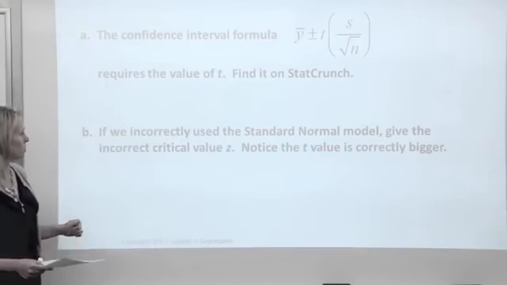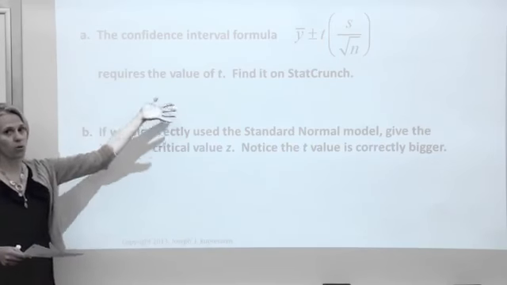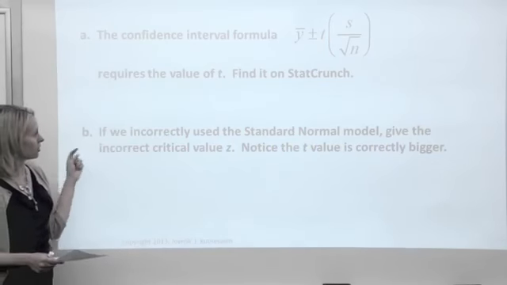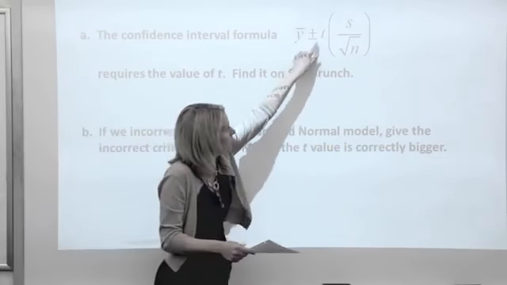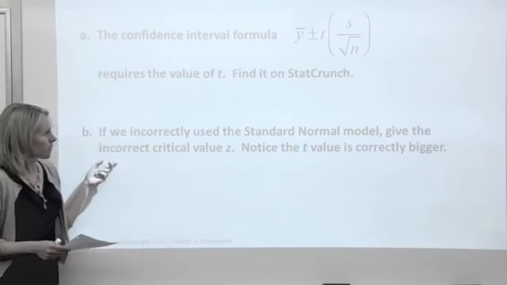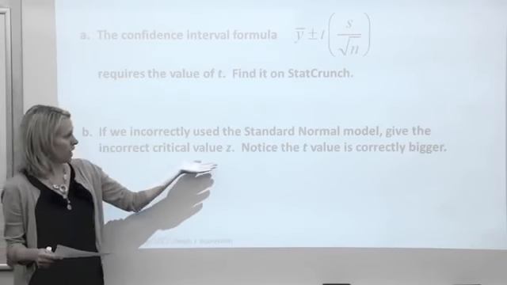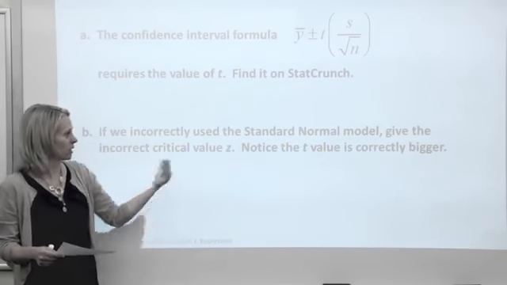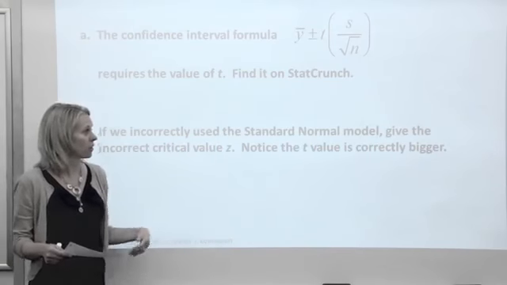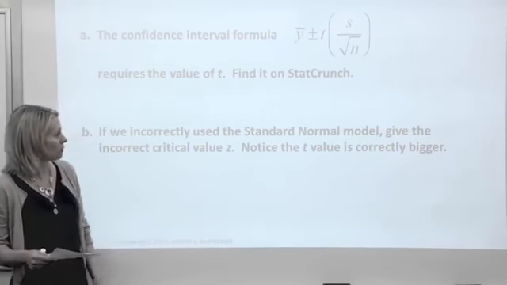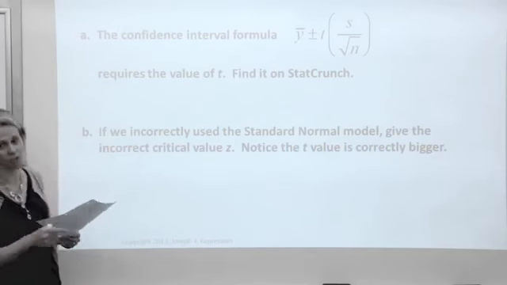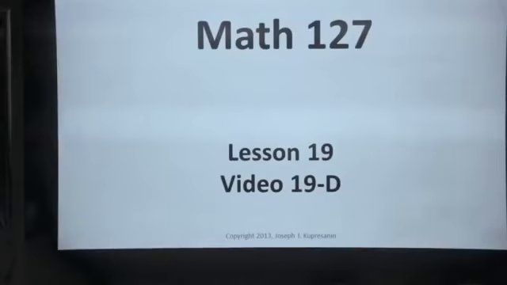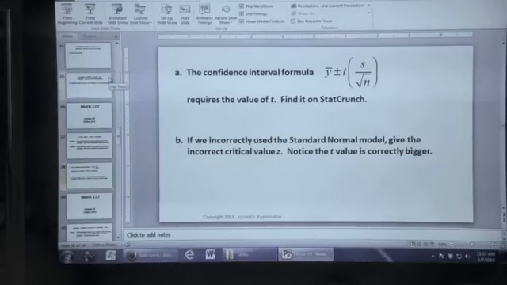So we'll do this in StatCrunch. One of the things I'm going to point out is that if we incorrectly used the standard normal model, if we incorrectly made that a z, what would that z-score be? You'll see that the t-value is correctly going to be bigger than that z-score. All right, so we're going to kill the lights, and I'll show you how to find these for our couple of examples. All right, so let's bring up StatCrunch.